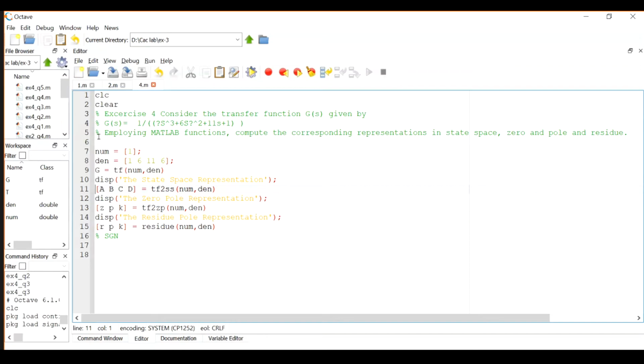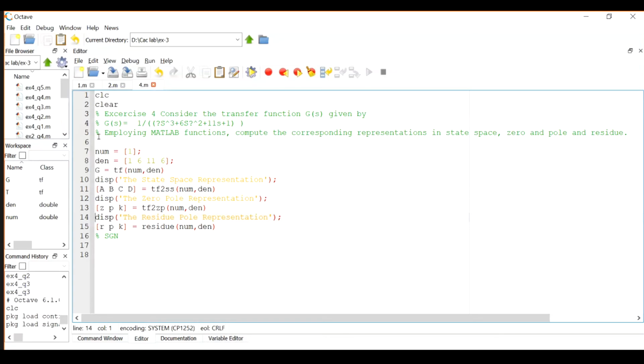Now here we want to determine the zero pole representation, which means we want to determine the zeros and poles of the transfer function. So we are transferring this transfer function to zero and pole, that is tf2zp. These are all commands present in the Octave library. And lastly, the residue pole representation. It is a command known as residue. It determines the residue of the numerator and denominator, so that can be obtained by residue, comma numerator, comma denominator.